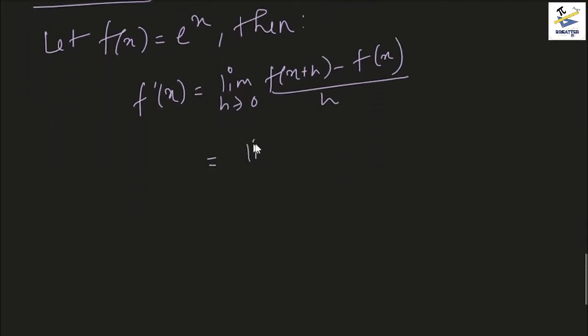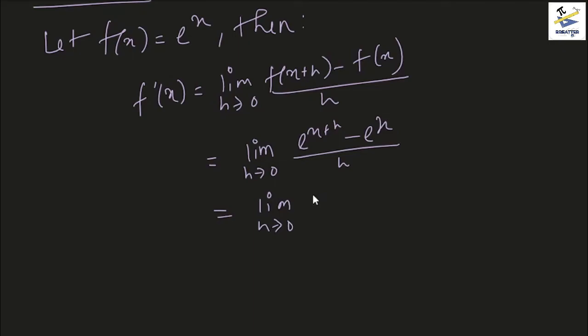So this tells us limit h tends to 0 of (e to the power x plus h minus e to the power x) whole divided by h, because f of x is e to the power x. So f of x plus h would be e to the power x plus h. Using the law of indices, we can write this as e to the power x into e to the power h minus e to the power x, whole divided by h.